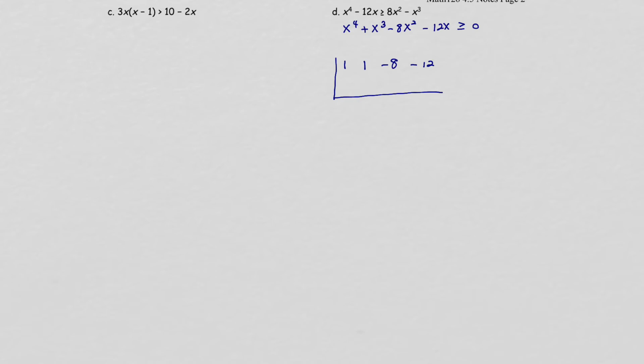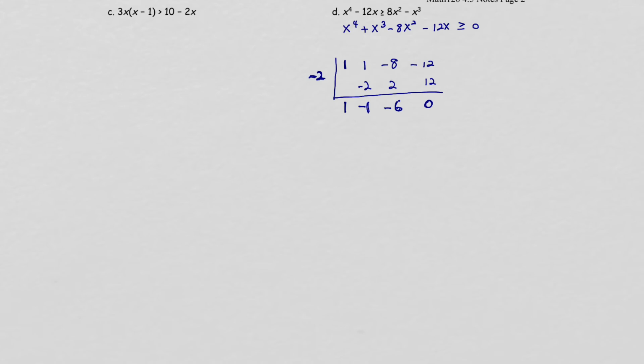Dividing this by, you could try a different number, but I'm going to try negative 2 here. So we bring down this 1 straight down, so we have some numbers to multiply. Negative 2 times 1 is negative 2. That will give you addition of negative 1. Now negative 2 times negative 1 is positive 2. That gives you negative 6. Negative 2 times negative 6, you get positive 12, which is going to be 0.